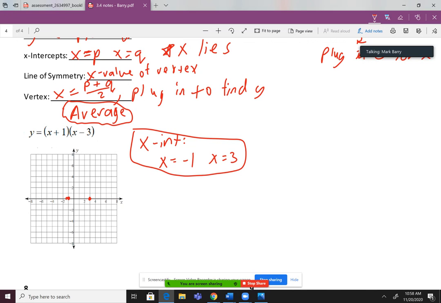So we can draw those x-intercepts right on the graph. All right, now to find the vertex, I take those 2 x-intercepts, add them up, and divide by 2. It's, once again, I'm just taking the average, okay?